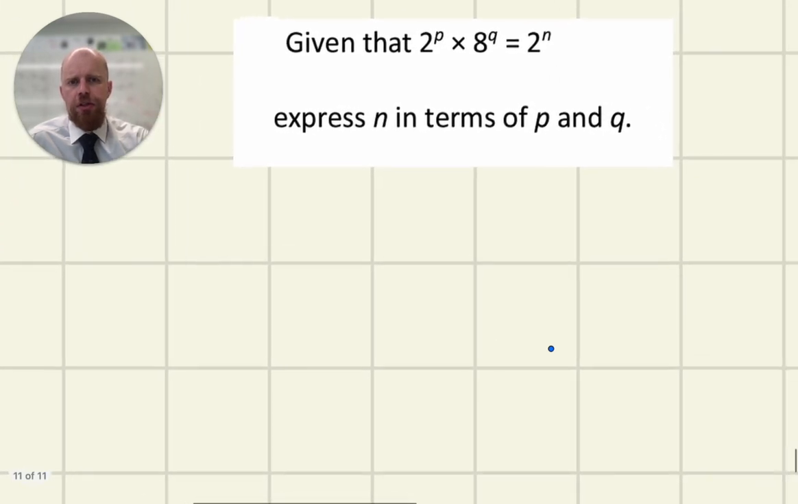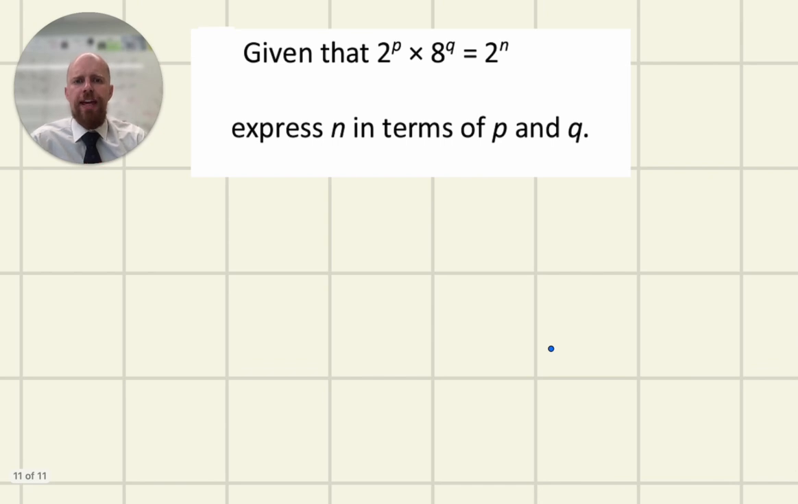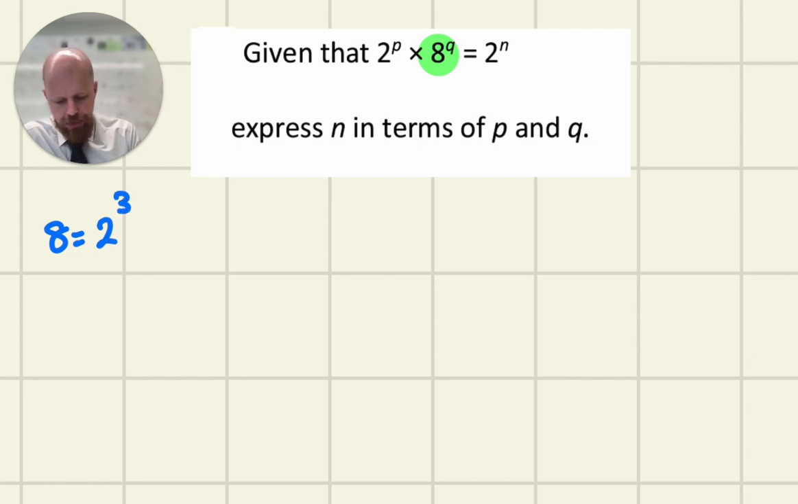In the next question, given that 2 to the power of p times 8 to the power of q is 2 to the power of n, express n in terms of p and q. Well, what do we notice? We notice that 8 is a power of 2. So I'm going to rewrite 8 as 2 to the power 3. That helps because now all the bases are 2, and it means I can use my indices laws. I can't do much with indices laws until I get the bases to be the same.